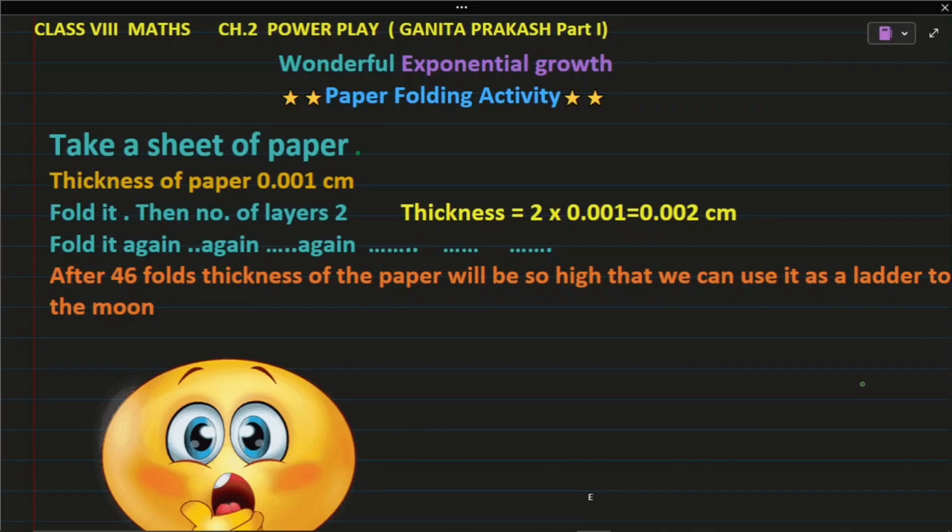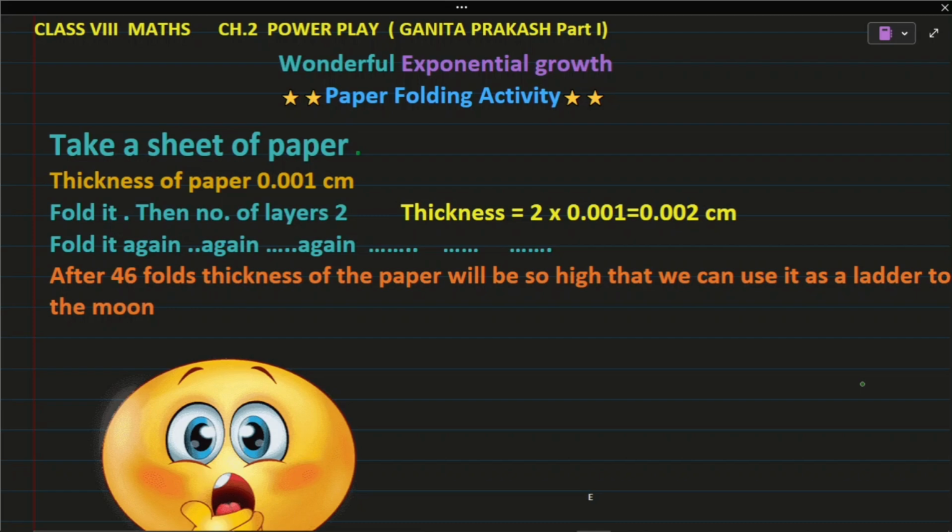Hello students, today I came with an interesting activity which will help you to feel the wonderful exponential growth. For that, what you have to do is take a sheet of paper, then fold it in the middle. When we fold it normally, 2 layers of paper will be there. Then again you fold, then 2 layers become 4 layers. Then again you fold, then 4 layers become 8 layers, that is, the thickness will be increased.